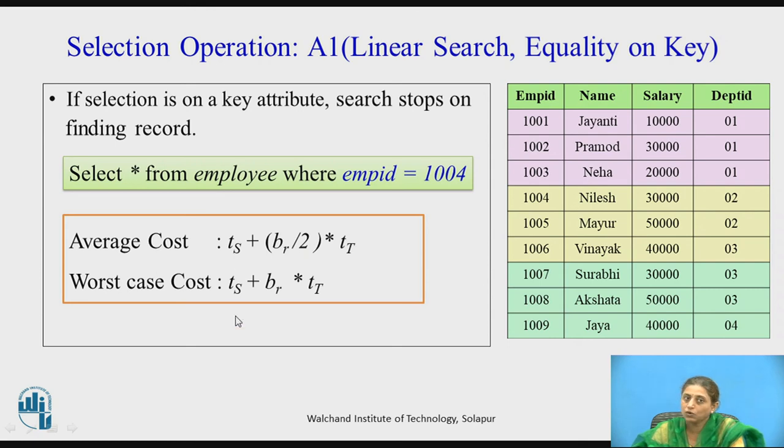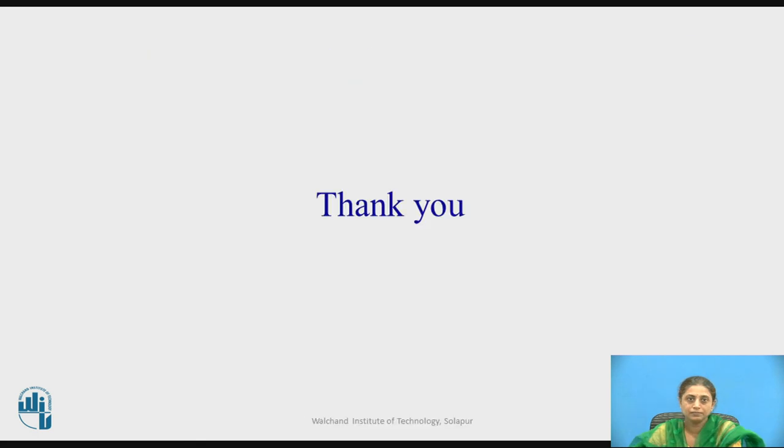But what can be the worst case? Select star from employee where employee ID is equal to 1008. If this is the query, all blocks need to be read to retrieve the record. So the time will be the same, that is BR into TT. So this is how linear search will be used and the cost required for the selection operation using linear search. Thank you.